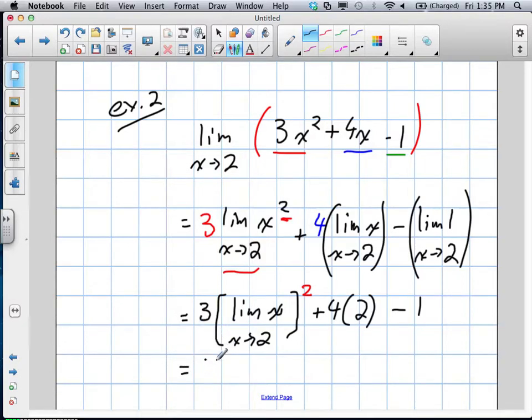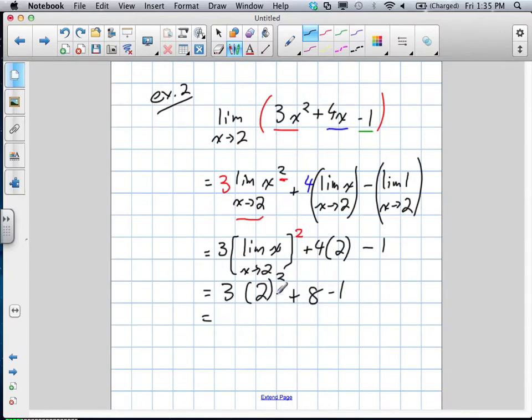Inside our brackets here, the limit of x as it approaches 2, we already solved that. That's the number 2, and we're going to square it. This becomes 8 minus 1. 2 squared is 4 times 3 is 12, plus 8 minus 1 gives us 19. The limit as x approaches 2 is essentially 19.